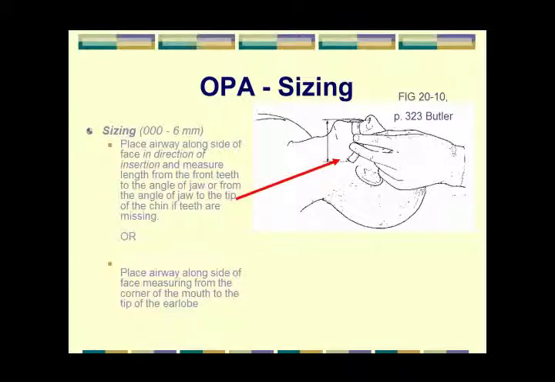Measure from either the center of the jaw to the angle of the jaw or the corner of the mouth to the tip of the ear. Okay, both of them will give you exactly the same distance, and when they say tip of the ear, I mean the tip of the ear lobe itself. So either from the center of the jaw to the angle of the jaw or from the corner of the mouth to the tip of the ear.